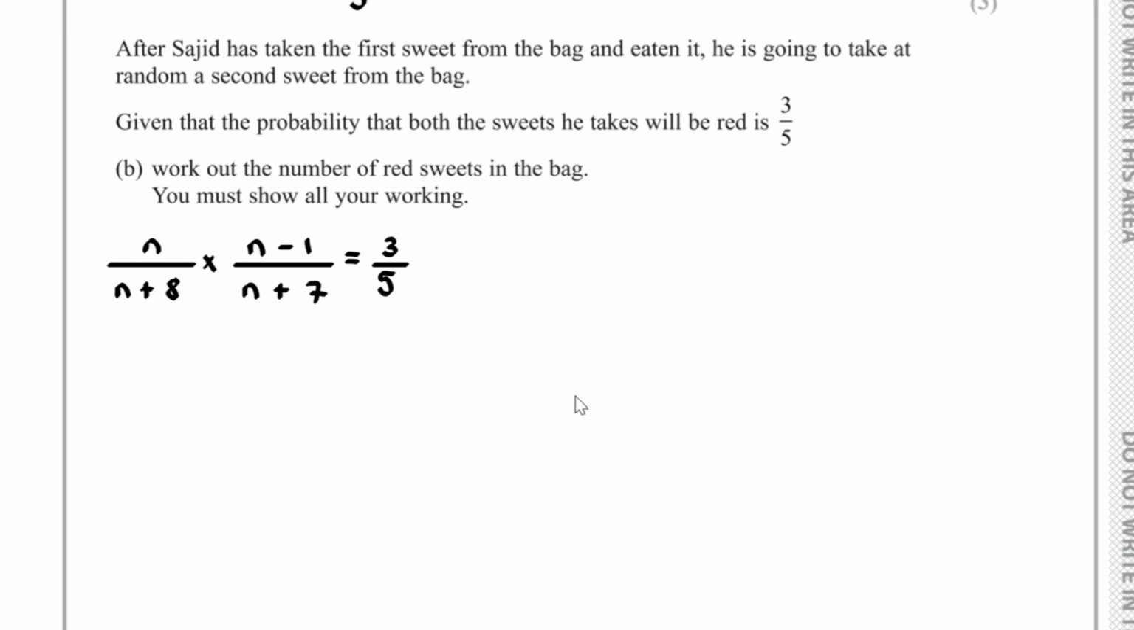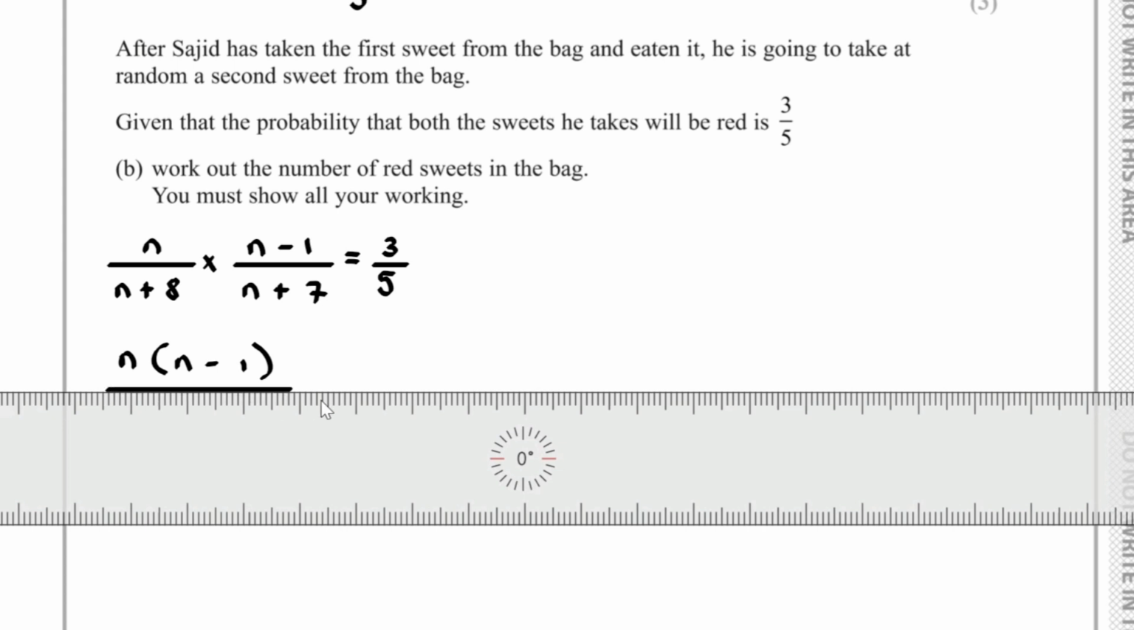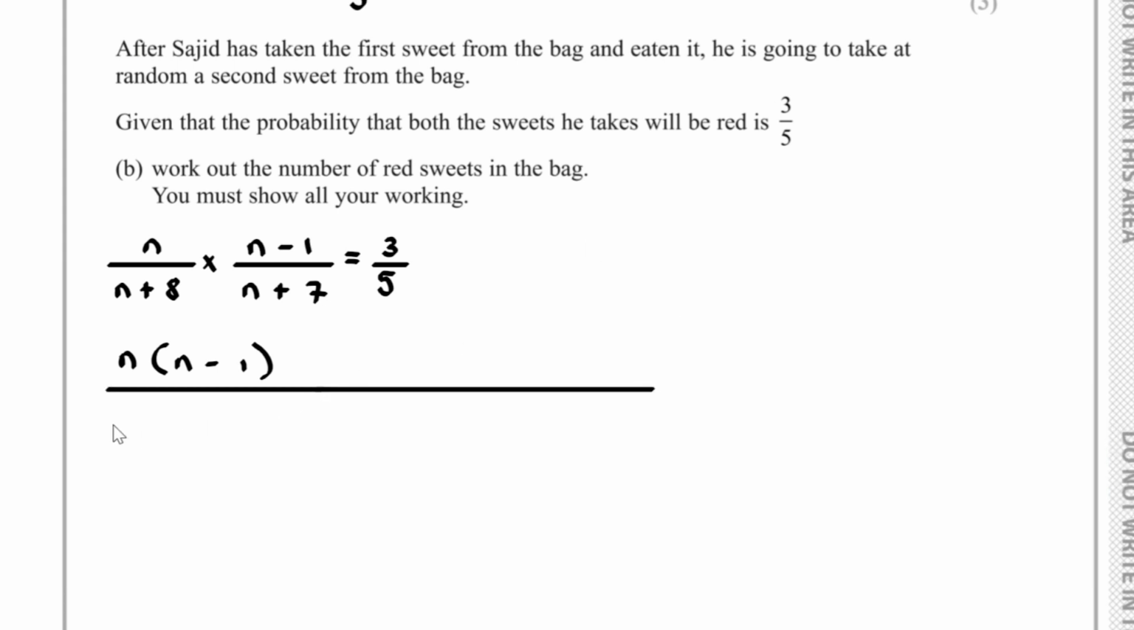And so what we need to do is find out what n is. Well, on the top, we have n multiplied by n minus 1. And on the bottom, we have n plus 8 multiplied by n plus 7. And this is equal to 3/5.